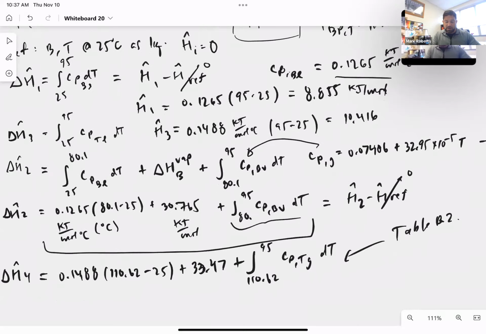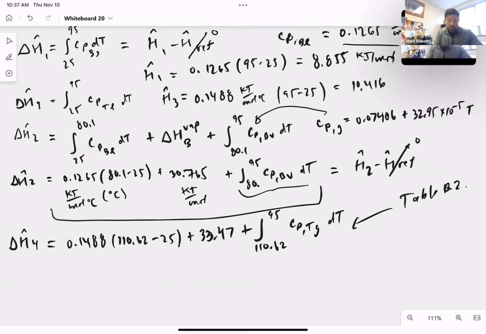One of the things that I want to point out to you here is that our hypothetical path is to increase the temperature of the liquid to 110.62, but this is higher than the temperature that it comes out, but that's okay. Then we use the heat of vaporization, and this heat of vaporization for toluene is at 110.62. And then we cool down the toluene vapor from the boiling point to 95, which is the exit. So note, this is going to be a negative value. Just make sure that if your boiling point is higher than the exit temperature, this term that you end up calculating is going to be negative.